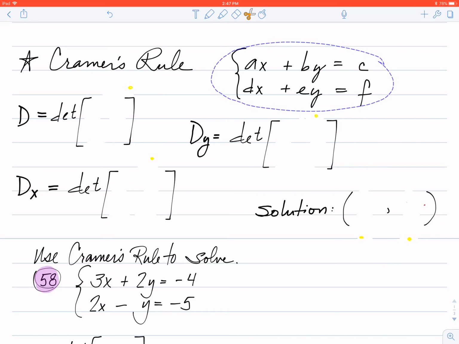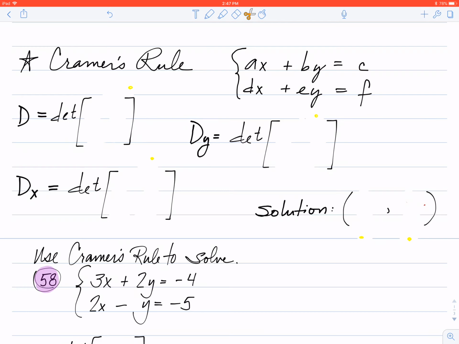But we're going to very first turn our system into matrices. So you'll look at what I have written here. I have a normal D, which is my normal determinant. I have a D sub x, which is a determinant dealing with x's, and then I also have a D sub y, which is a determinant dealing with y's. So let's look at how to find each one of these.